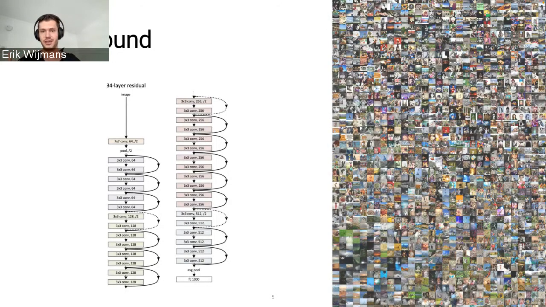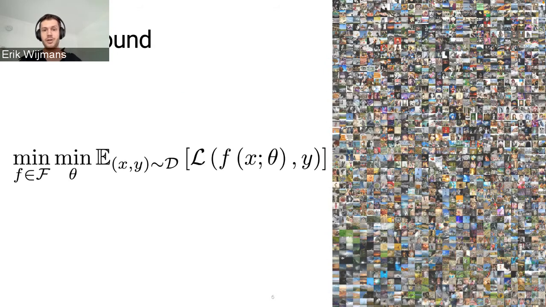Either you came up with it or you took inspiration from a paper. Maybe we'll try a couple different ones. But really, the structure of this function f is fixed. And so what neural architecture search is about is also optimizing over the structure of our neural network itself, not just optimizing for parameters.